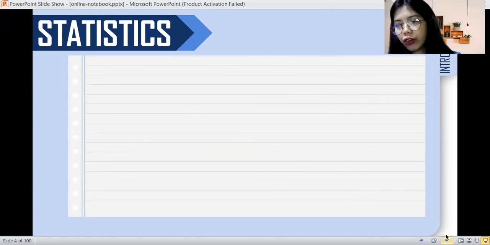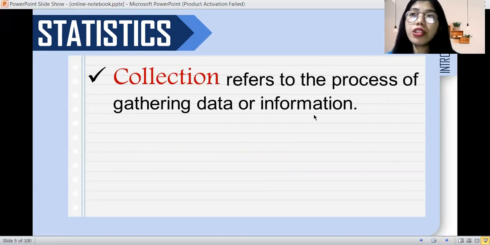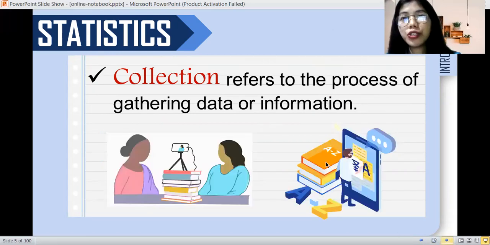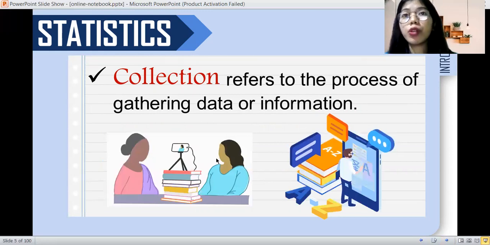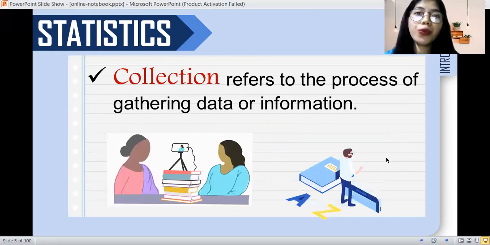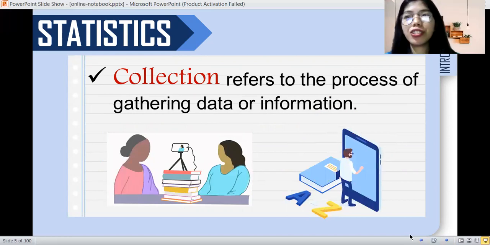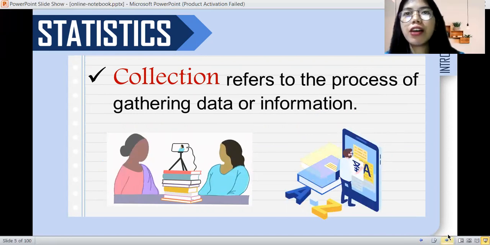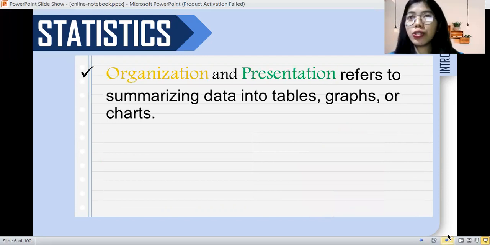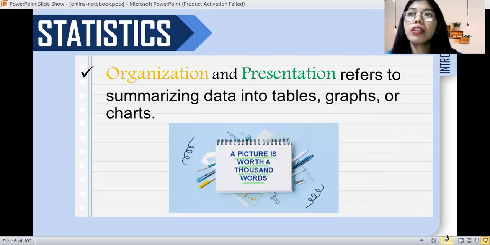Now, let's talk about the collection. Collection refers to the process of gathering data or information. Shown in these pictures are examples of collection methods. Later on, we are going to dig deeper on these collection methods, okay? So now we also have the organization and presentation, which refers to summarizing data into tables, graphs or charts. So, meron tayong tinatawag na a picture is worth 1,000 words.